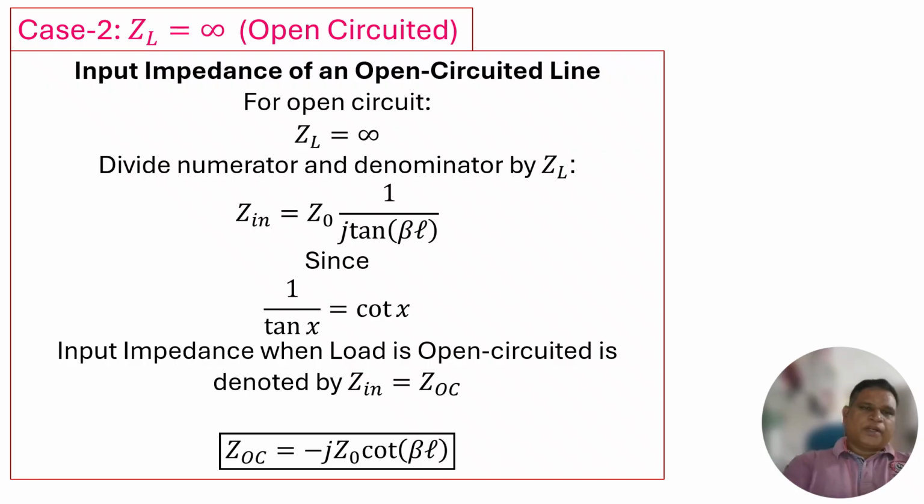Similarly, the open circuited transmission line input impedance is denoted by Zoc. This is for ZL is equal to infinity. By substituting ZL is equal to infinity in the input impedance equation, Zin is equal to Z0 times 1 by j tan beta L. Since 1 by tan x is equal to cot x, the input impedance when the load is open circuited is denoted by Zin is equal to Zoc. Therefore, Zoc is equal to minus j Z0 cot beta L.